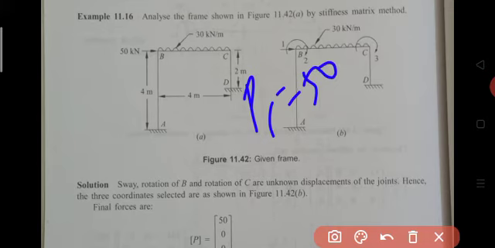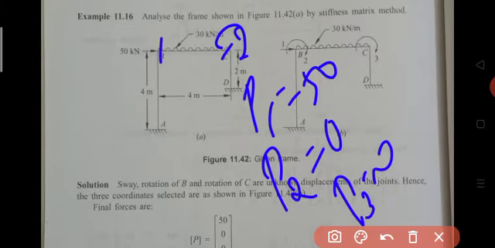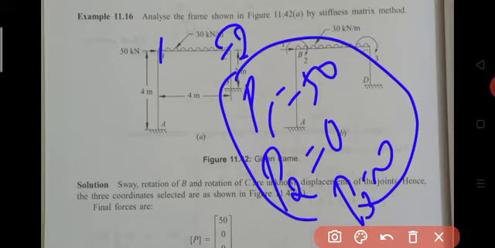Then is there any force or moment at the second assigned coordinate direction? Our second assigned coordinate direction is a moment coordinate. Is there any external moment at joint B? No, there is no external moment at joint B, so the final force is equal to 0. Joint C also has a moment coordinate, and at joint C also there is no external moment, so P3 is also 0. These three are represented as a column matrix.